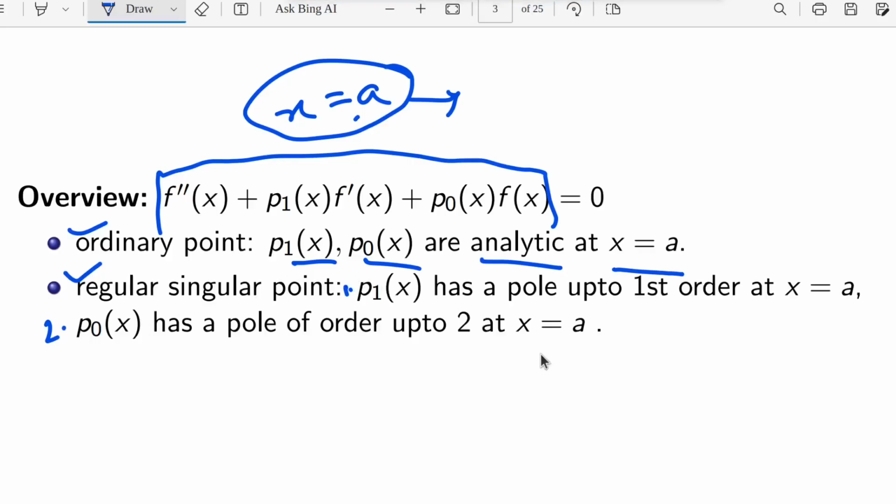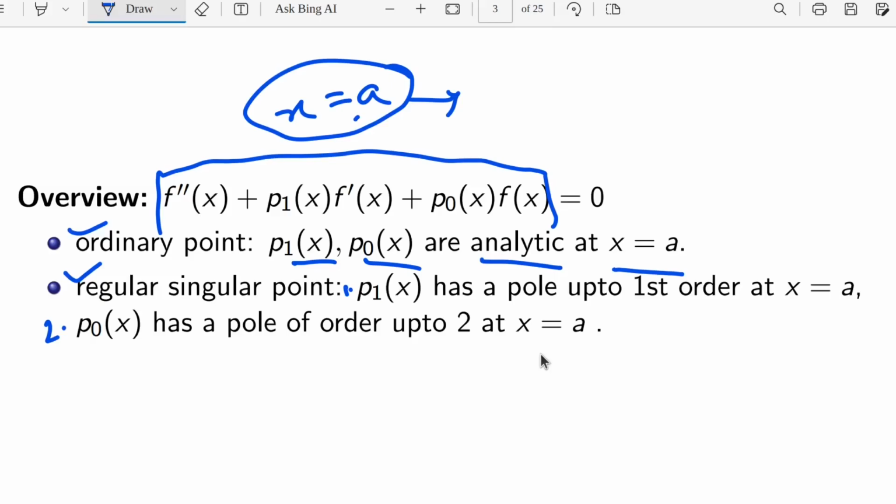So there are 2 conditions for x equal to a to be a regular singular point. One is that p1x has a pole up to first order at x equal to a, and the second condition is that p0x has a pole of order up to 2 at x equal to a. These two conditions should be satisfied. Ordinary point means p1x and p0x should be analytic at x equal to a.